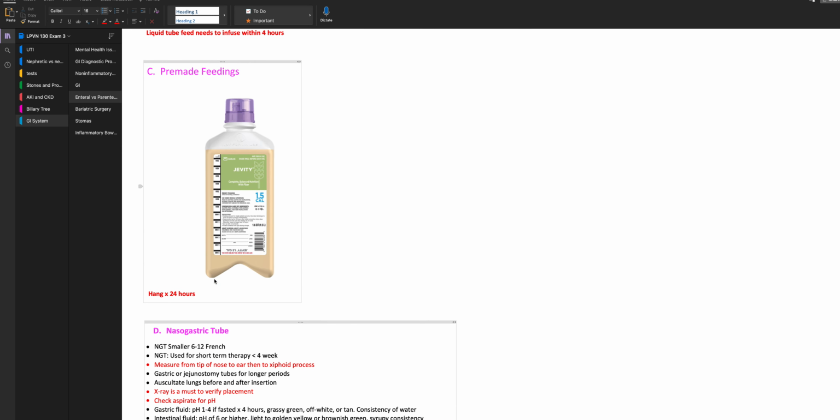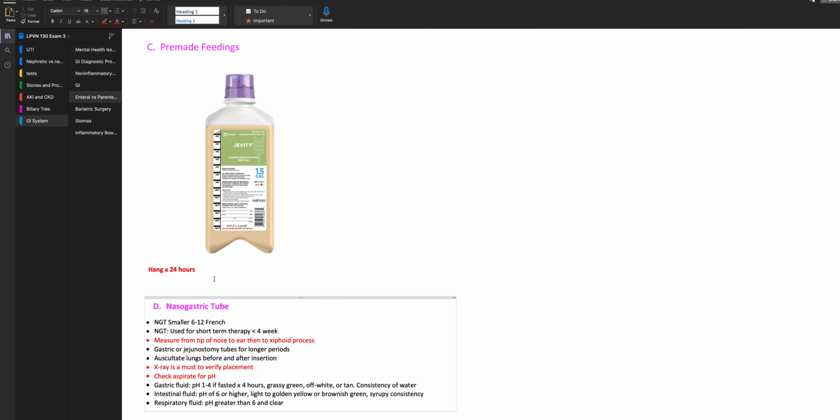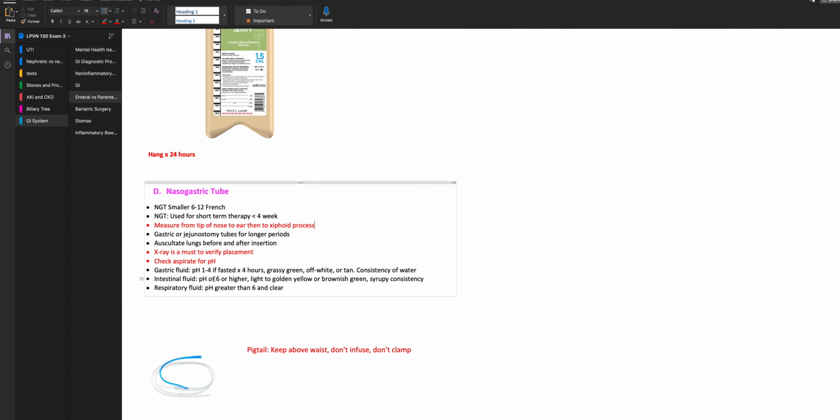Now, if you're going to deliver it through a nasogastric tube, remember before you put the nasogastric in to measure from the tip of the nose to the ear and then to the xiphoid process, because you're going to mark it at the xiphoid process, and that's how far you're going to put the NG tube in. X-ray is the gold standard that you use to verify the placement. Do not initiate enteral feedings until you've got the placement confirmed by a chest X-ray.